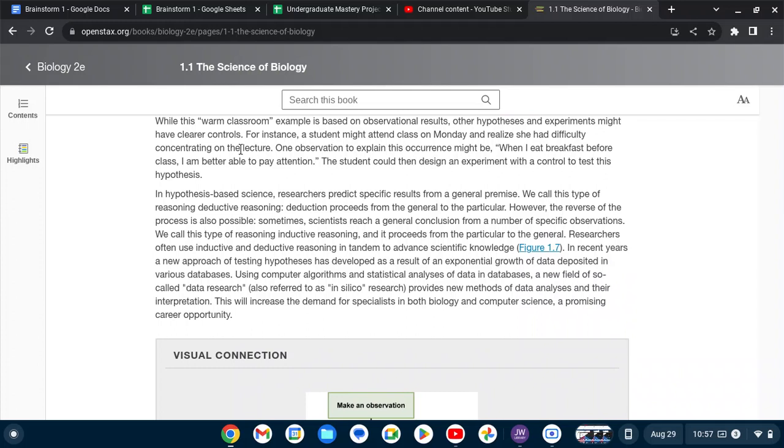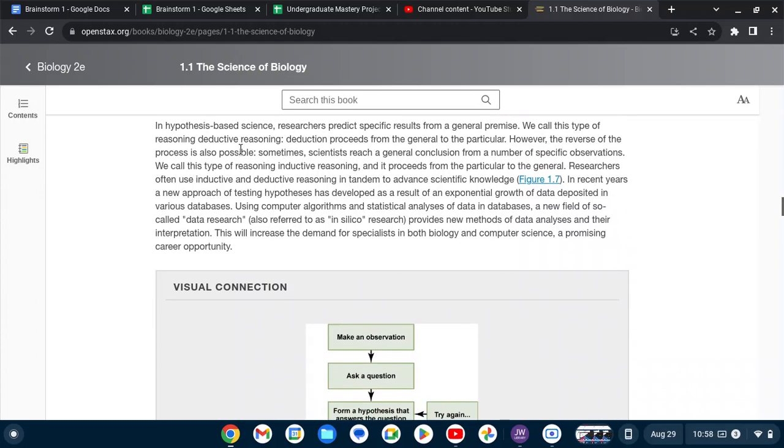For example, a student might attend a class on Monday and realize she had difficulty concentrating on the lecture. One observation to explain this occurrence might be, when I eat breakfast before class, I am better able to pay attention. The student could then design an experiment with a control to test this hypothesis.